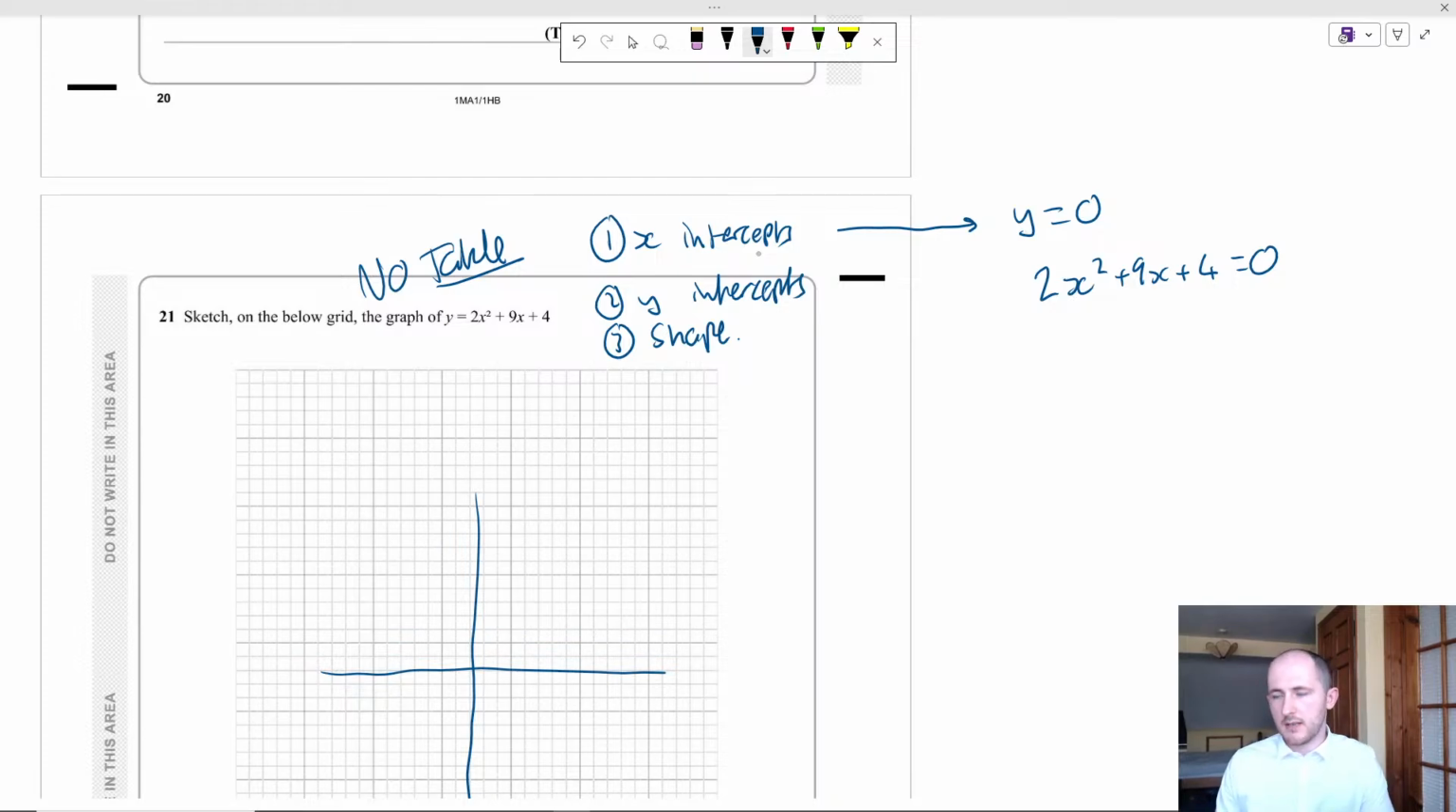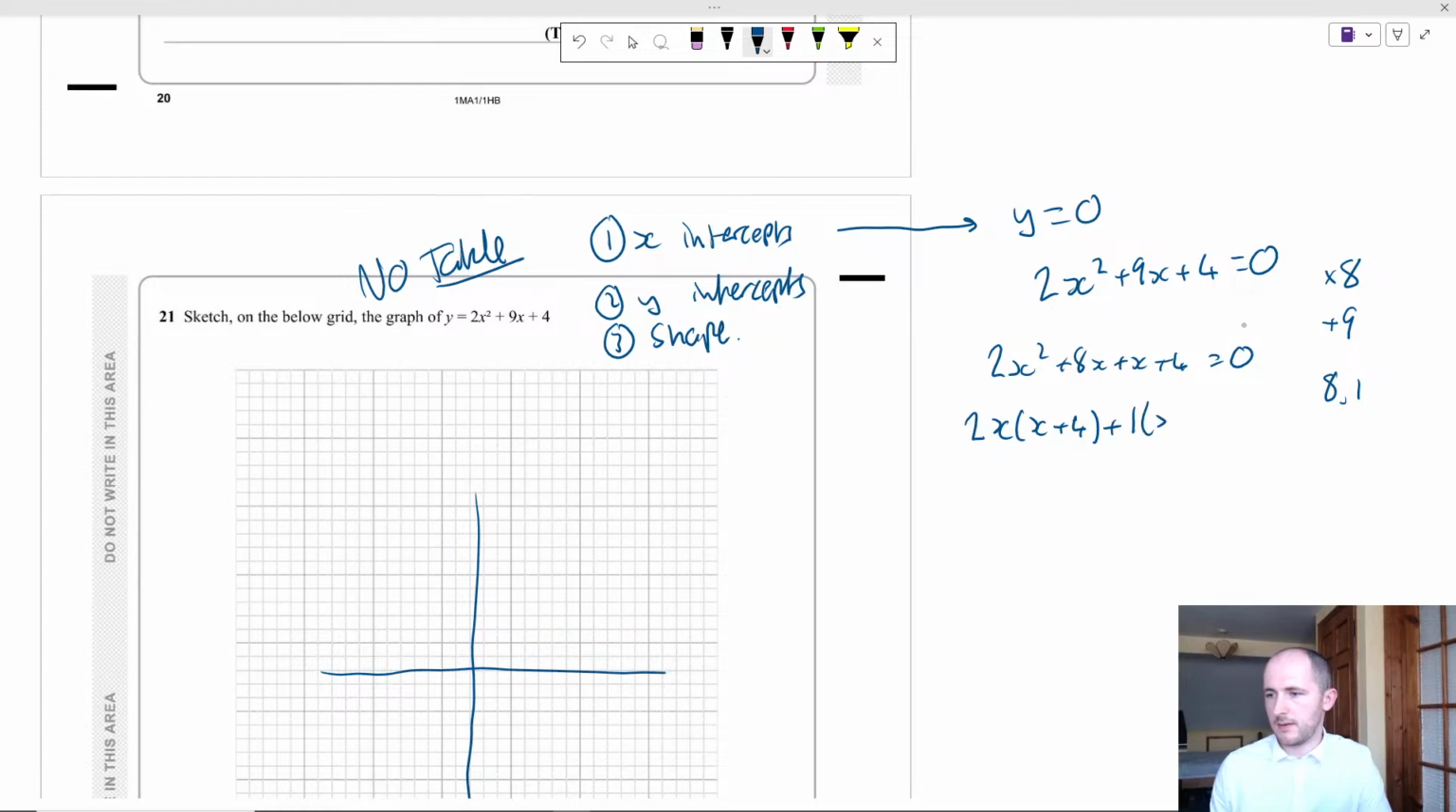So to solve that, fairly simple. You're looking for two numbers that multiply to 8 in this case and add to 9. Remember, it's 8 because you're doing 2 times 4. So those two numbers are going to definitely be 8 and 1. So then all you're doing is 2x squared plus 8x plus x plus 4 equals 0. Again, if you have your own way of doing factorization, that's totally fine. This is just the way that we do it at our school.